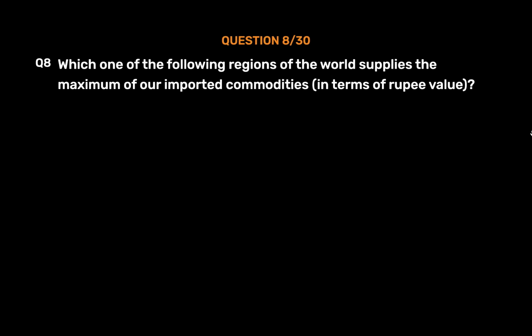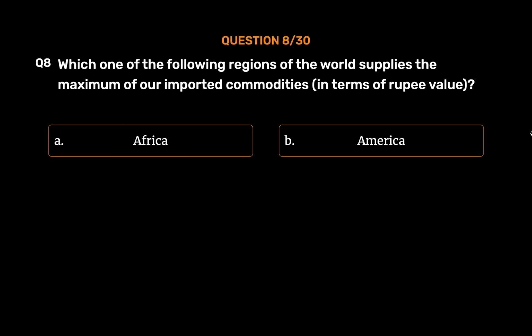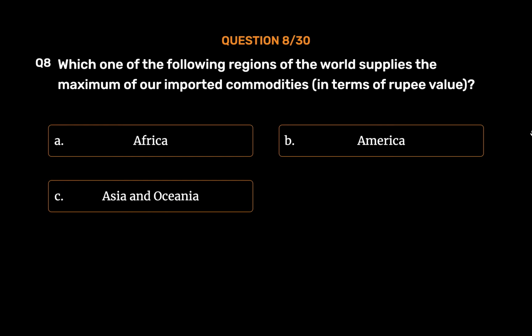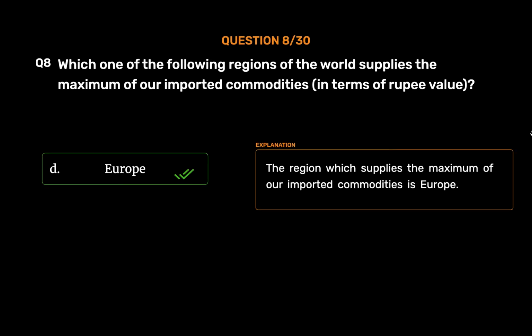Question number 8. Which one of the following regions of the world supplies the maximum of our imported commodities in terms of rupee value? Option A, Africa. Option B, America. Option C, Asia and Oceania. Option D, Europe. The correct answer is option D, Europe. The region which supplies the maximum of our imported commodities is Europe.